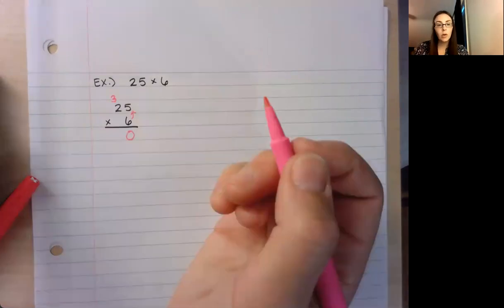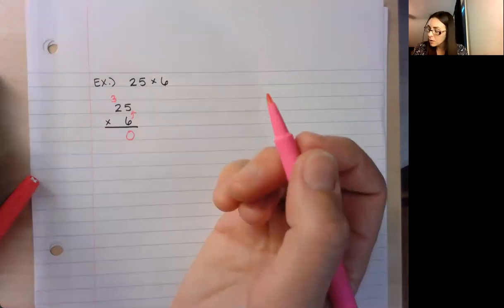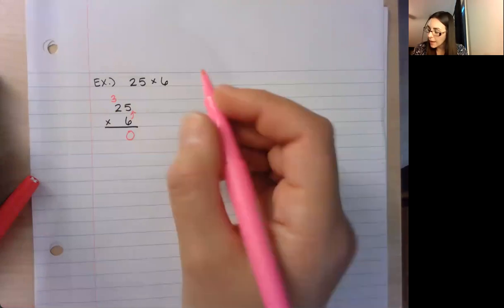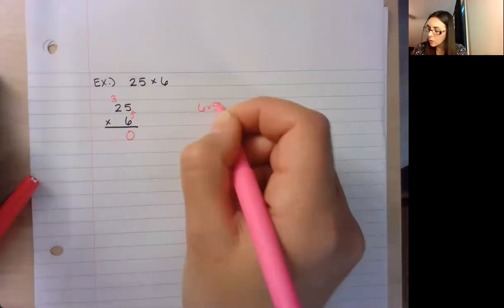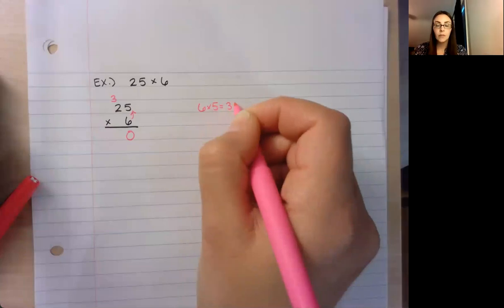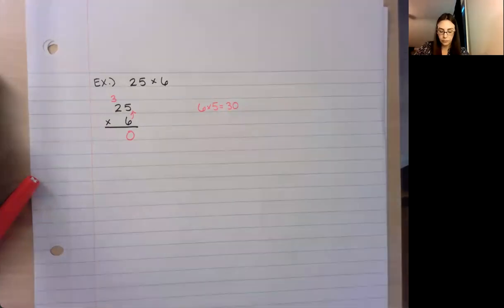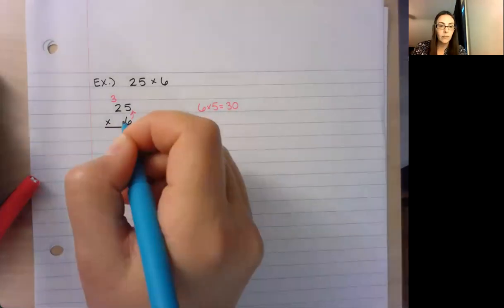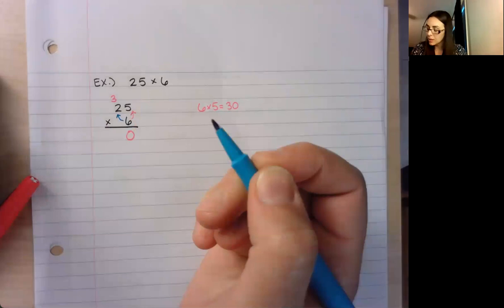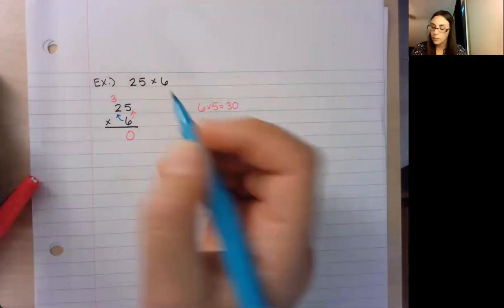You really want to make sure you know your multiplication tables here. So if you don't, you may want to go online and find a multiplication table so that you can review those, just so that you know all your facts. Now, once we've done this piece here, then we're going to do 6 times 2. So 6 times 2 is 12.